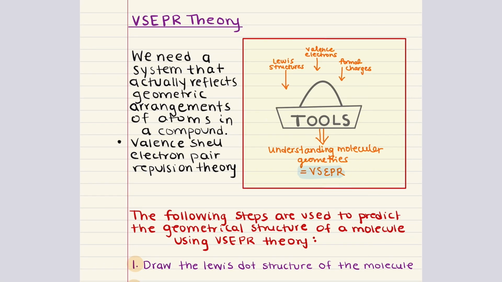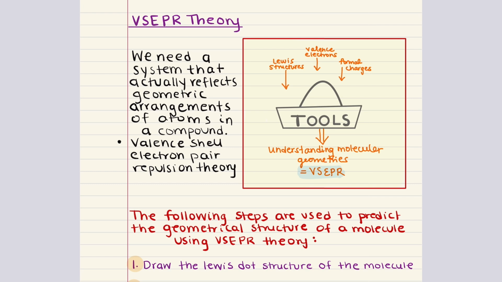Because Lewis dot structures do not suggest or reflect the actual geometric arrangement of atoms in a compound, we need another system to provide this information, and one such system is known as the valence shell electron pair repulsion, or VSEPR theory. VSEPR theory uses Lewis dot structures to predict the molecular geometry of covalently bonded molecules, and it states that the three-dimensional arrangement of atoms surrounding a central atom is determined by the repulsions between bonding and non-bonding electron pairs in the valence shell of the central atom.